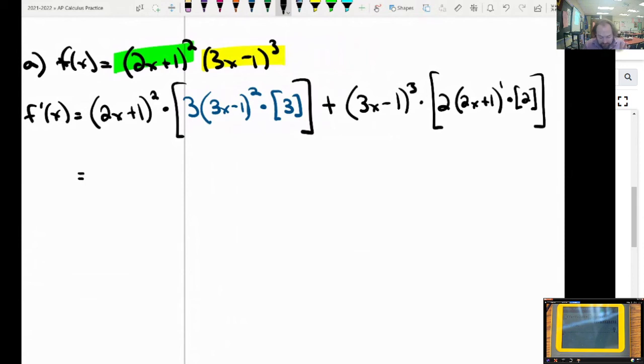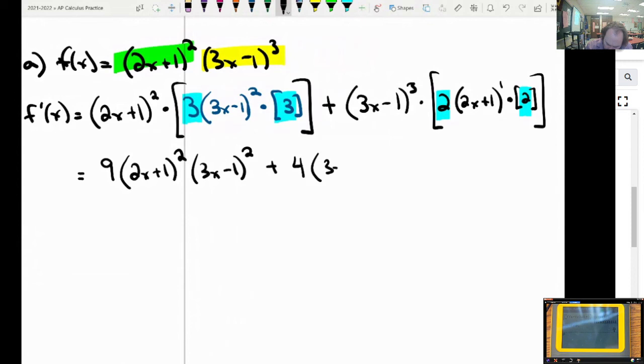So leave all these blocky parentheses things alone, but you can multiply some numbers together. I see 3 and 3 here make 9, and 2 and 2 make 4. So we'll have 9 times (2x plus 1) squared times (3x minus 1) squared plus 4 times (3x minus 1) to the third times (2x plus 1) to the first. There you go. That would be the derivative of that first one.